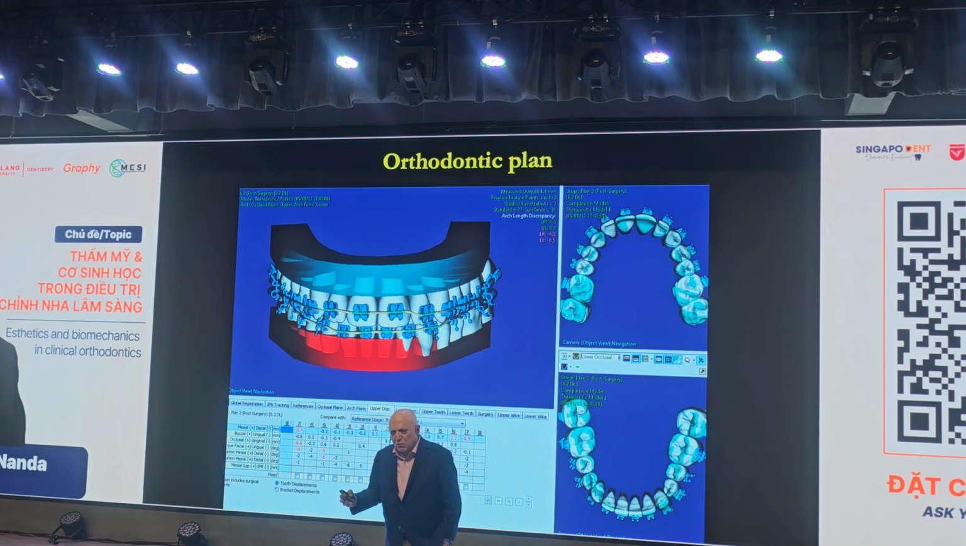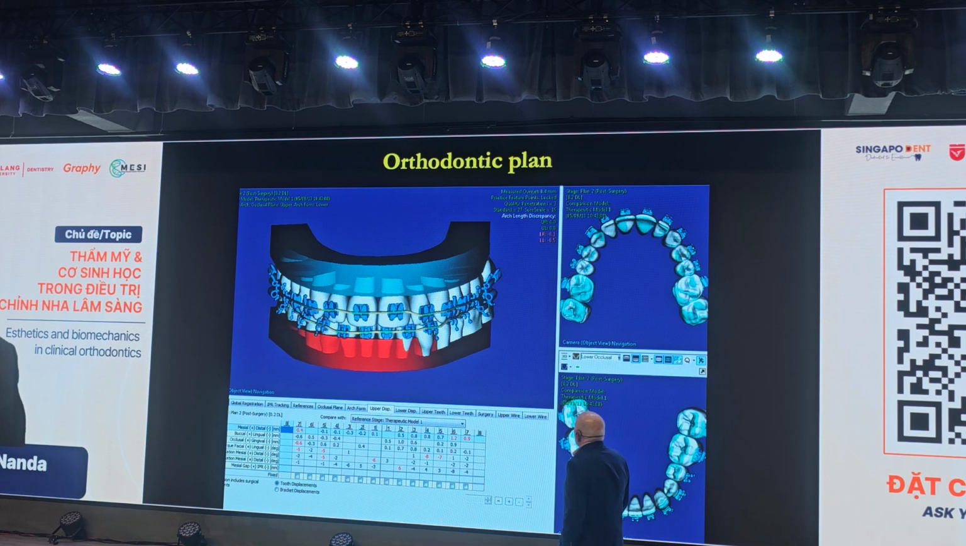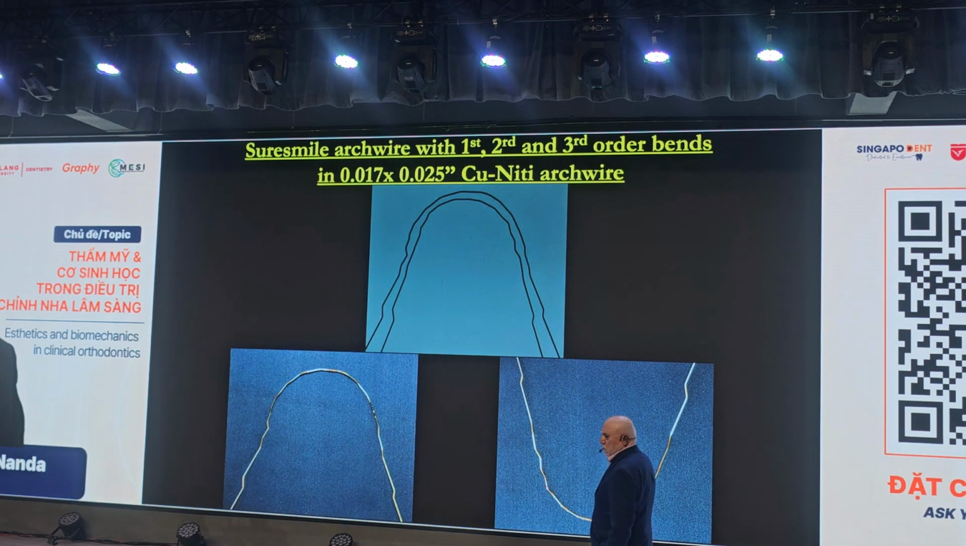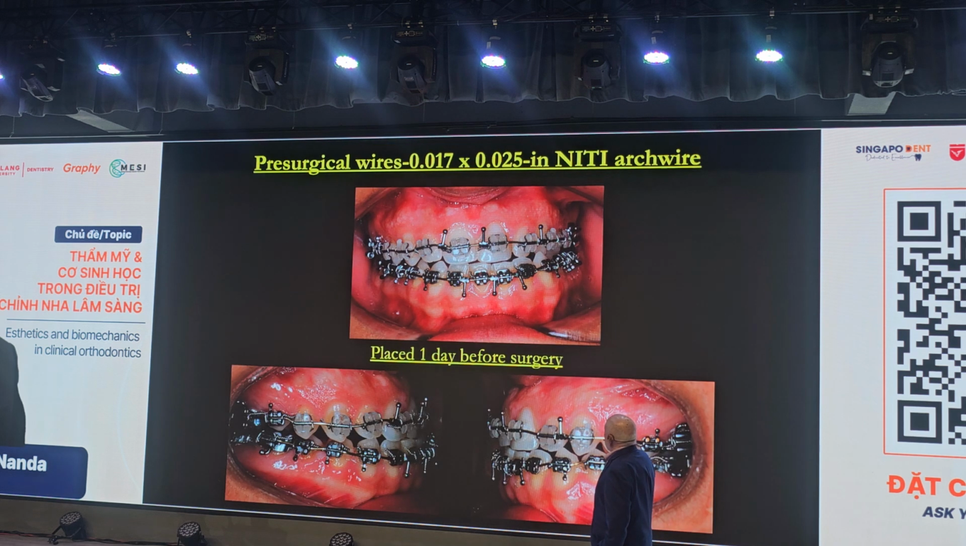But the company basically failed over time. It didn't work out. But the idea was, I said, Rohit, can you give me 2 finishing wires? So I just used 2 finishing wires in this case. So, this is how the 2 finishing wires came in. Copper nitride, placed 1 day before surgery in the mouth.